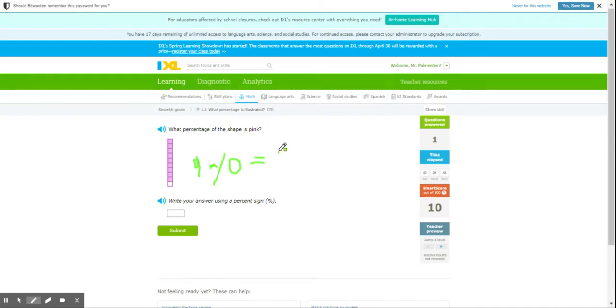Sorry, I'm using my mouse right now, so my numbers look kind of strange. But this would be 90%. Now, if you notice here, it says, write your answer using a percent sign. So remember, that's where you hit shift and then 5.